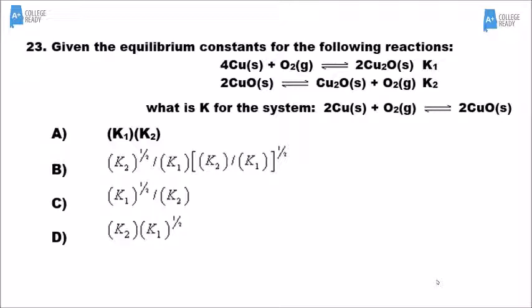The second equation, we want to flip it, causing the CuO to be on the right-hand side, because in the target equation, CuO is on the right-hand side. We don't have to multiply it by anything. When you flip an equation, the new k becomes the inverse of the old k. So once you flip it for the second equation, it'd be 1/K2.